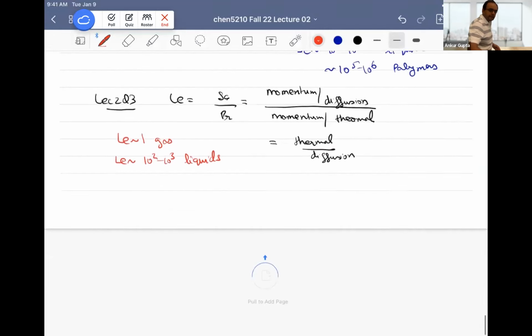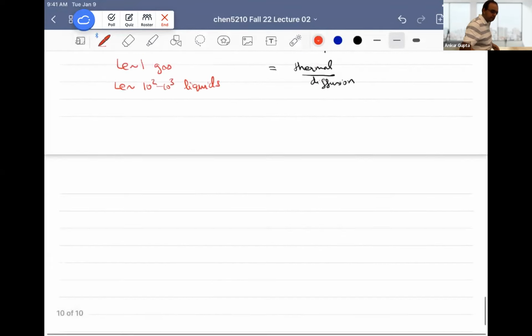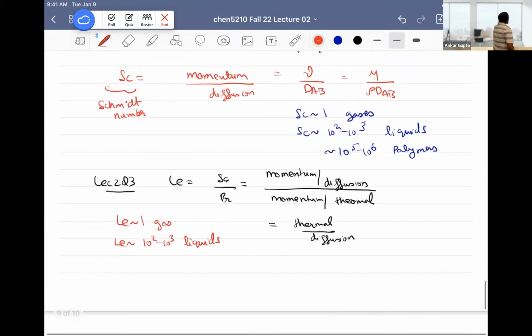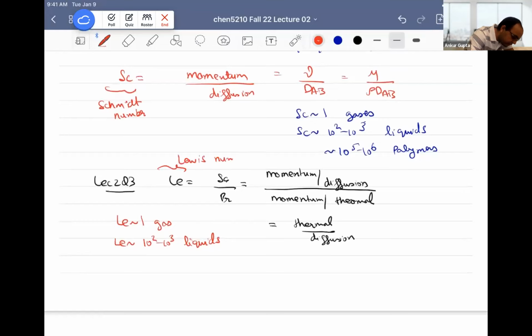But the idea is the same, that we know the Schmidt number and the Prandtl number. Schmidt number is momentum by diffusion, Prandtl is momentum by thermal. So it becomes thermal by diffusion. And this Le is known as the Lewis number, which is simply the ratio of Schmidt to Prandtl. And because Schmidt is larger than Prandtl for liquids, the Lewis number is also greater than 1.